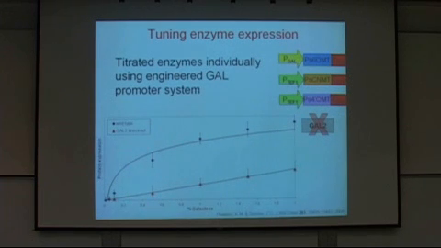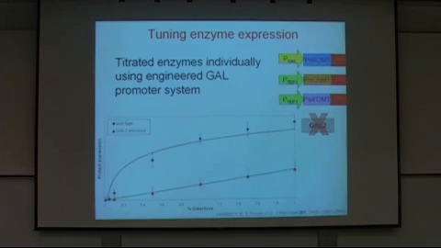So once we selected our stable strains and made chromosomal integrations, we wanted to see if we could further tune our enzyme expression levels so that we wouldn't be overexpressing enzymes that we didn't need to express. So we did this using an engineered Gal promoter system. So what we did was we titrated each enzyme individually by expressing it from the P-Gal promoter while holding the other two enzymes constant from the constitutive TEF1 promoter.